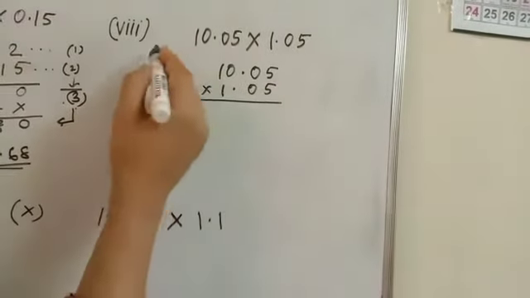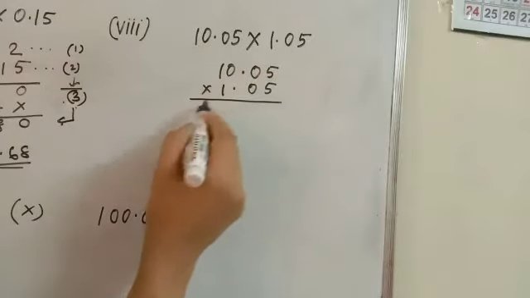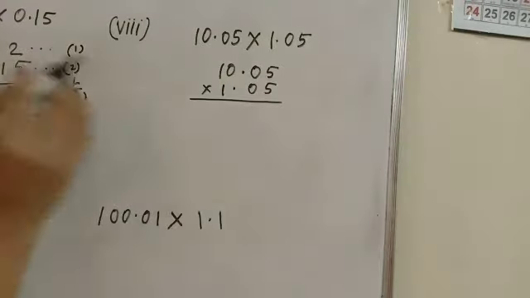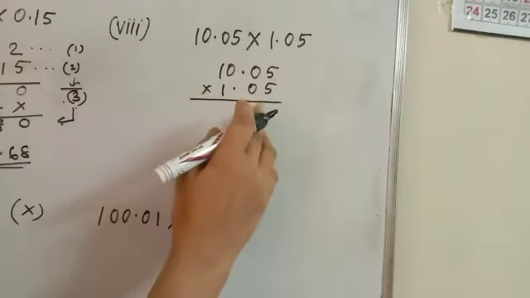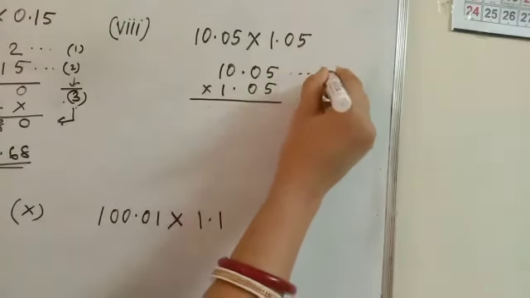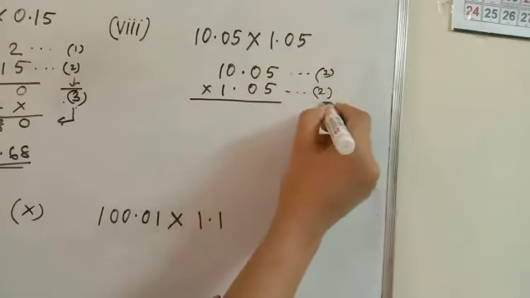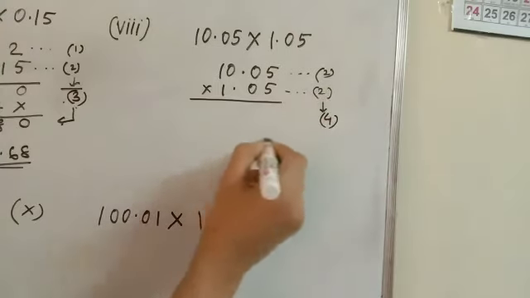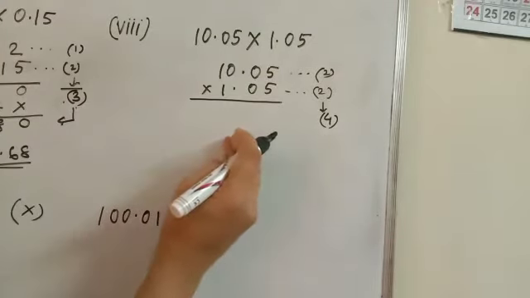Question number 8, 10.05 into 1.05. Now here, as 0 is in between, I need to multiply. Earlier it was on the left side, so that's why I did not multiply and the result is the same. But here the 0 is in between, so you have to multiply it. Now first you decide how many decimal places there are. 2 places of decimal, and here also 2 places of decimal. In addition, you will get 4 places of decimal. So when you give the answer, you have to place the decimal point 4 places from the right side.